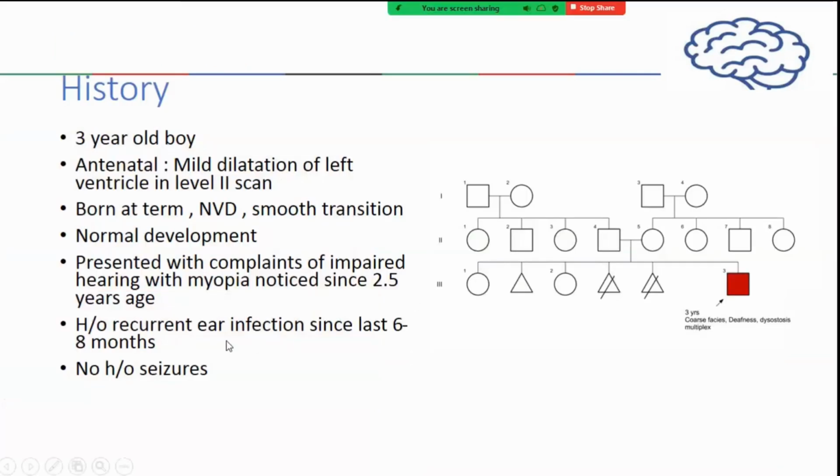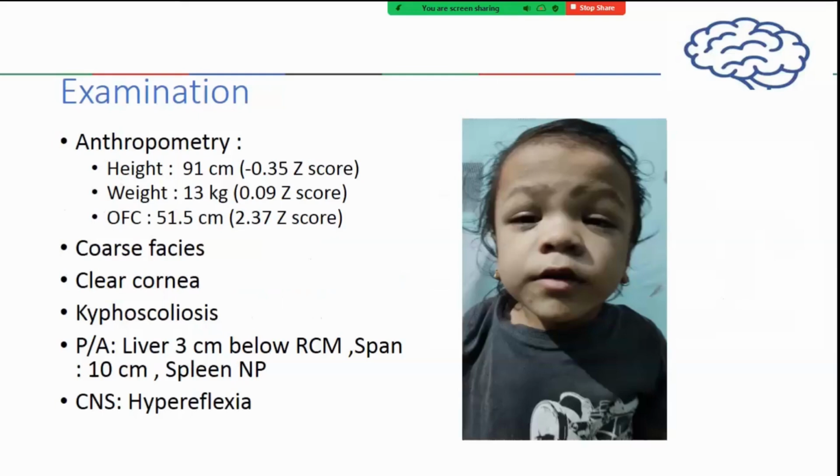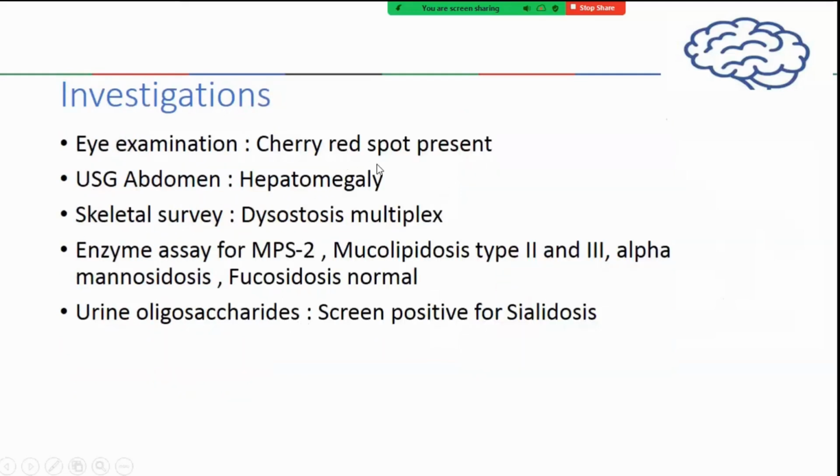Okay, this is another child who was a 3-year-old boy, I think from Nepal. Antenatally, there was some mild dilatation of the left ventricle in the level 2 scan. There were no problems, initial normal development, but later on there was impaired hearing and myopia, and no history of seizures. The parents thought that probably there is some developmental issue, now the development is static. There was no family history. So this was the child, the anthropometry almost normal, again some coarseness of facies, clear cornea, kyphoscoliosis, and hepatomegaly, and CNS had hyperreflexia, but there was a cherry red spot here.